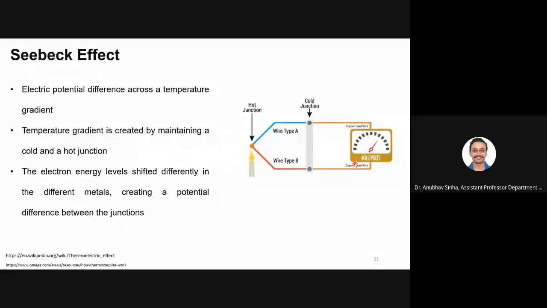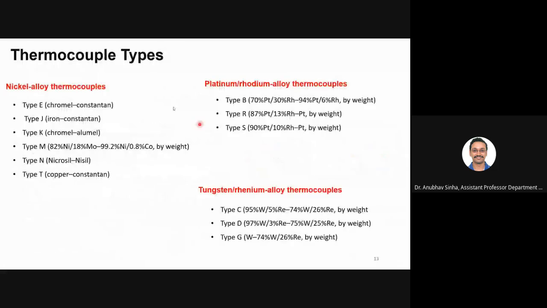Let us look at some examples. If you have nickel alloy thermocouples, these are the different types. Thermocouples are denoted by alphabets: type E, type J, A, B, C, D, like that. Each type has a different composition, and these are metal alloys. Chromel is an alloy, constantan is an alloy. Similarly, we have different metal compositions. I'm not going to go into detail, but you can have a look, and if you're interested, you can read more about that.